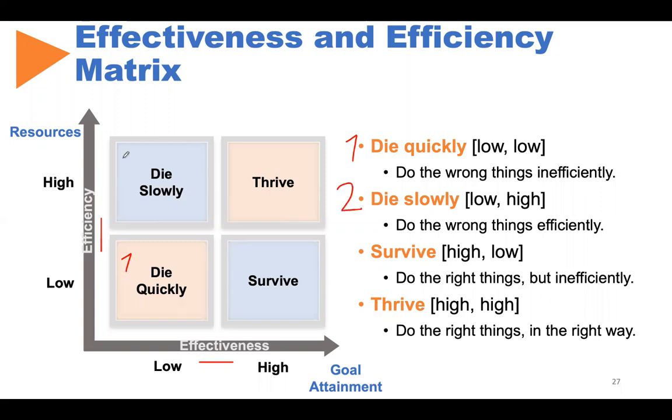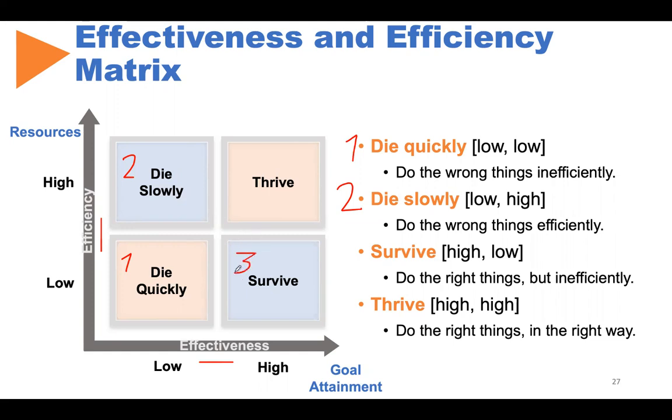We might also die slowly when we have a lot of wasted efforts. We do the wrong things efficiently. So we are high on efficiency. We're very good at using our inputs, but we are not doing the right things. We're not meeting our goals. So here we die slowly.